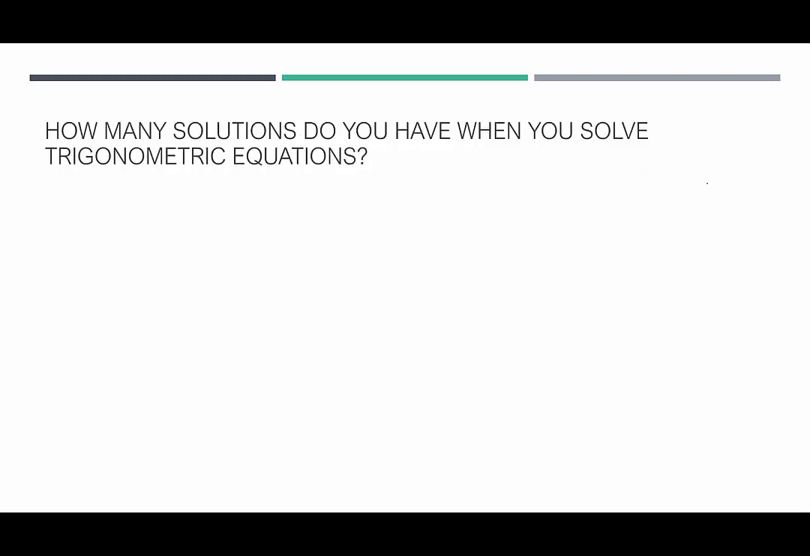Okay. How many solutions do you have when you solve a trigonometric equation? What do you think? 1, 2, 3, 4? If you guessed infinitely many, you would be correct. So technically every trigonometric equation has infinitely many solutions. However, usually we limit the range of what we want our solutions to be. So usually you'll see it say, state all the solutions between 0 and 2 pi. It's not going to have you list all of them.